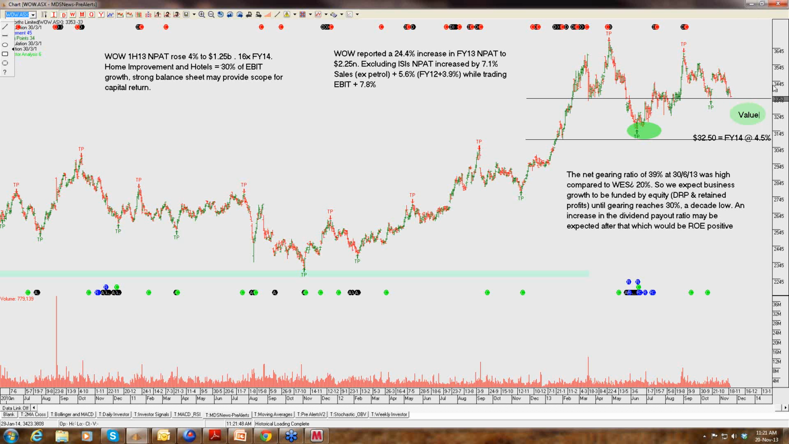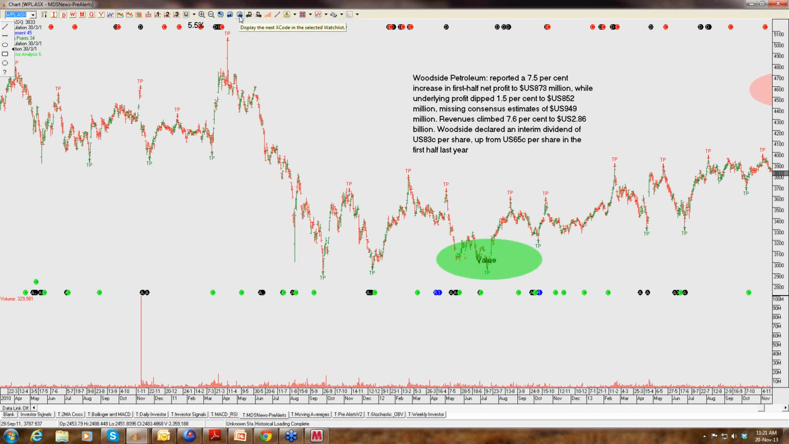So again, a great name to be accumulating at lower levels, selling the covered calls, driving that 10% cash flow out of it, and benefiting from the stock largely moving sideways.